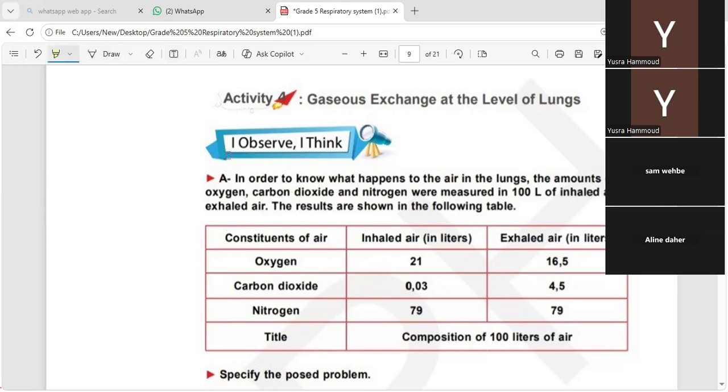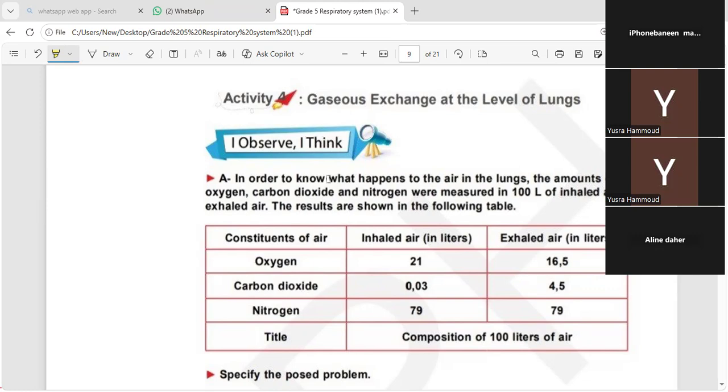Julia, read for us part A. I observe, I think. Julia. Maybe she has a problem. She didn't hear me. In order to know what happens to the air in the lungs. So what should I highlight here that will help us later in the answers?